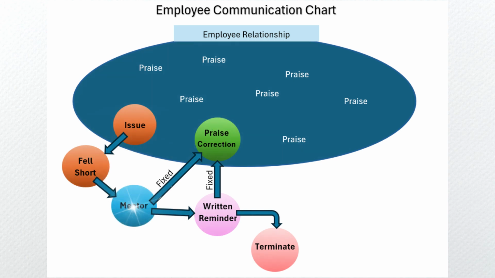You'll start with a mentoring, again, 1 to 3 mentoring sessions. If they solve the problem during any of that time, you'll move it into praising that they corrected the issue. If they don't fix the issue, then you're going to move to a written reminder. Again, 1 or 2 written reminders. If they solve the problem, you'll move it up into praise for the correction. And if they don't solve the problem, you'll move into termination.